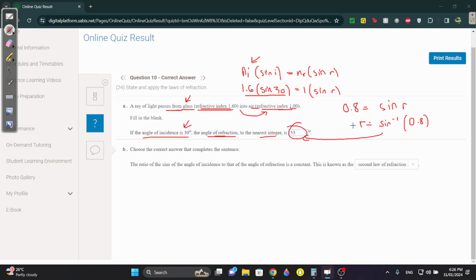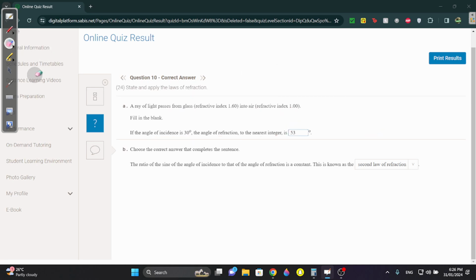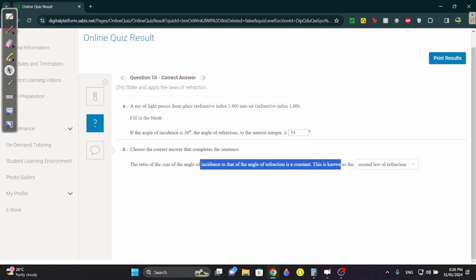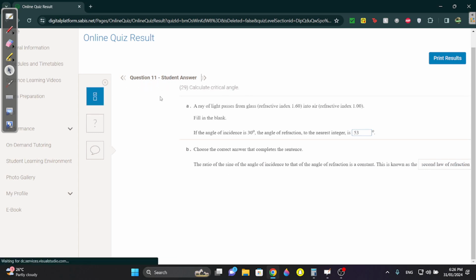They want it to the nearest integer. You get 53.1, I think. They want it to the nearest integer, so you keep it as 53. Part B: the ratio of the sine of the angle of incidence to the sine of the angle of refraction is known as the second law of refraction. Okay, this is, memorize it.